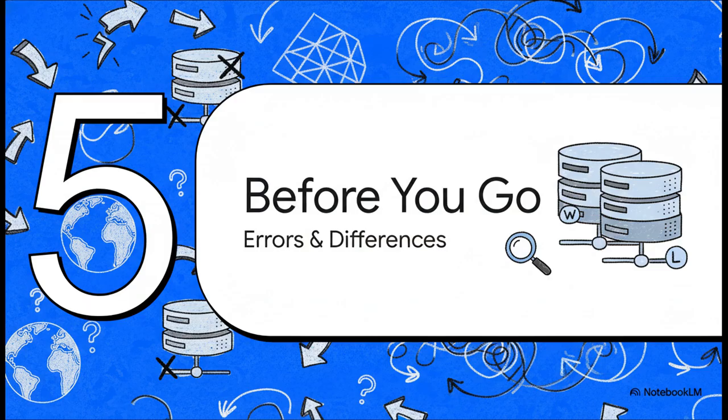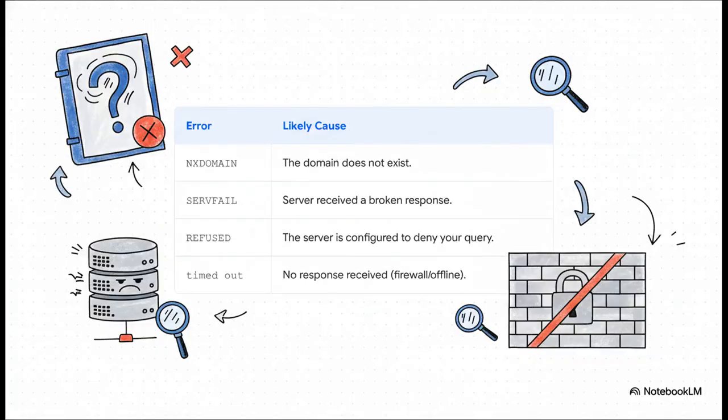Okay. Before I set you loose to start your own investigations, there are just a couple of final things to keep in your back pocket, some common dead ends you might run into, and one key difference between platforms. First off, don't be scared by errors. They are clues. Seriously, NXDOMAIN just means that address isn't in the phone book. Maybe a typo? SERVFAIL means the server you're asking is just having a really bad day. And timed out? That usually means a firewall is blocking you or the server's offline. Every single error just points you in a new direction.